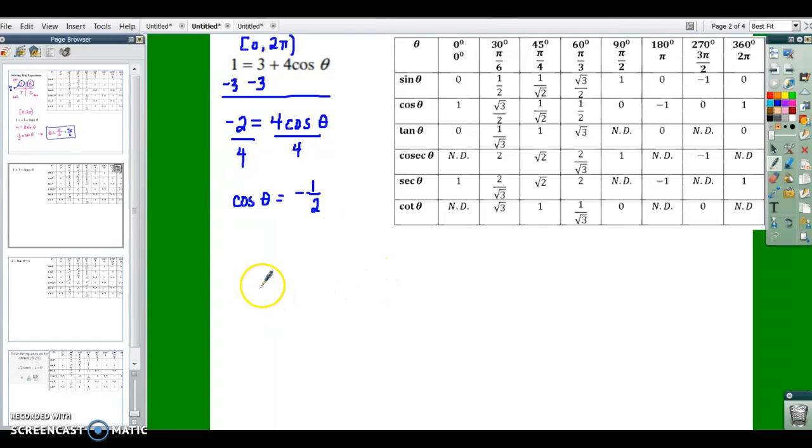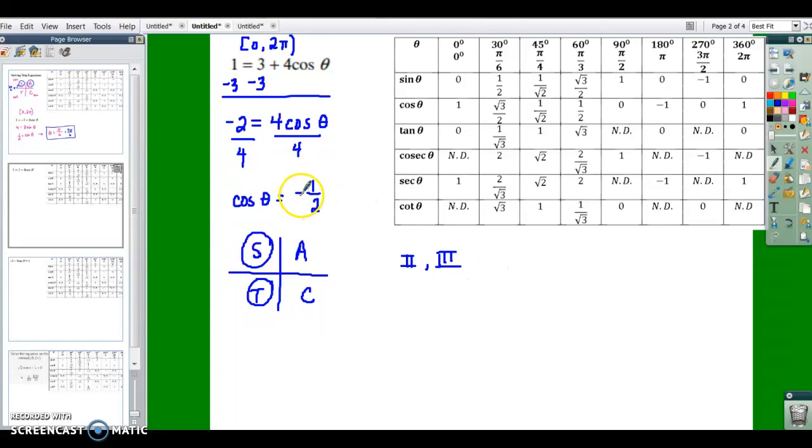So I want to say to myself, okay, if I'm talking about negative, I have to figure out where cosine is negative. Cosine is negative in 2 and 3, so I know my answer is going to be, I'm going to have an answer with a second quadrant angle and a third quadrant angle.